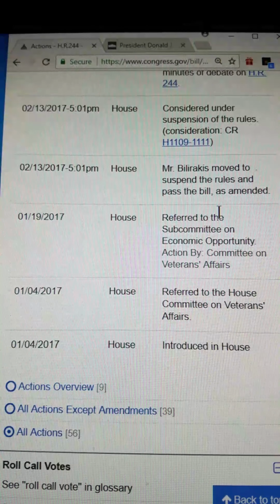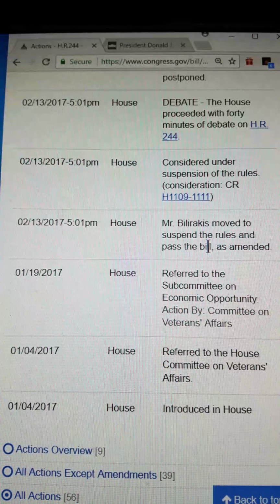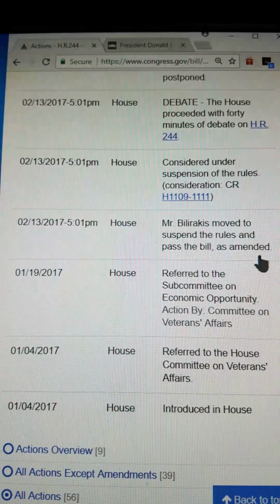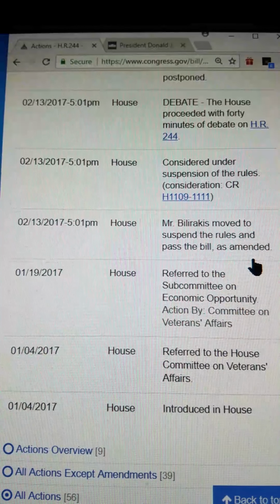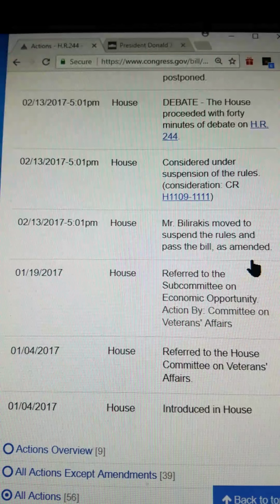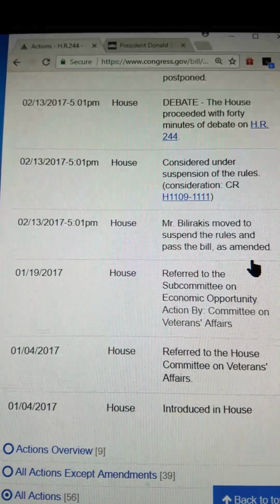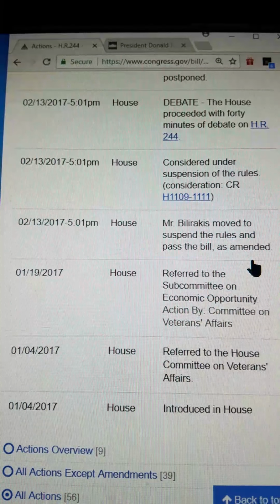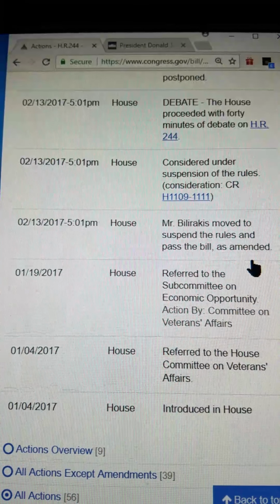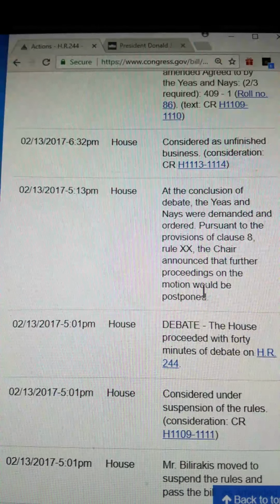both houses. So on February the 13th, I don't know who Mr. Bilirakis is, but he moved to suspend the rules and pass the bill as amended. Now, this bill went through a whole lot of changes and revisions and amendments. But throughout this whole thing, it was just a few of them that always suspended the rules so that they can pass this and make it law. And that's what happened. They suspended the rules and they made it a law.